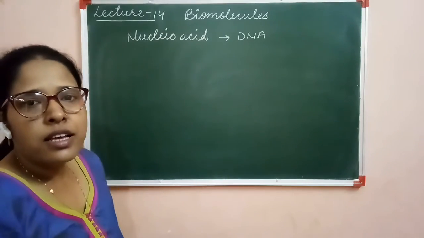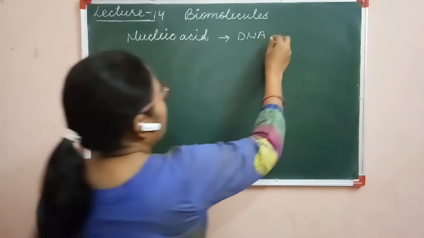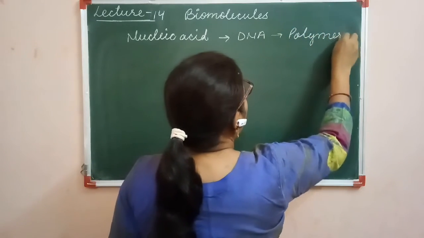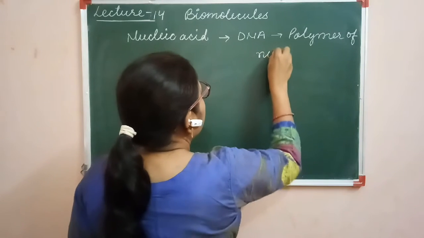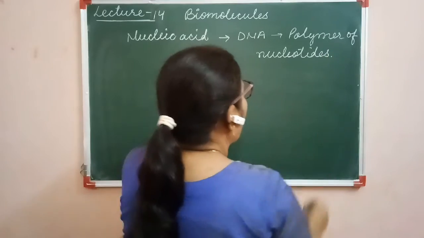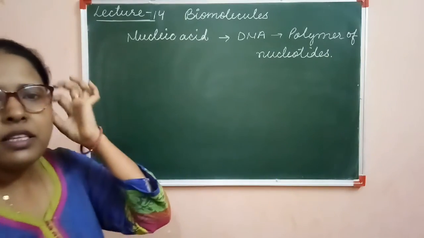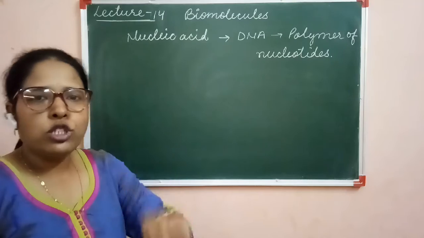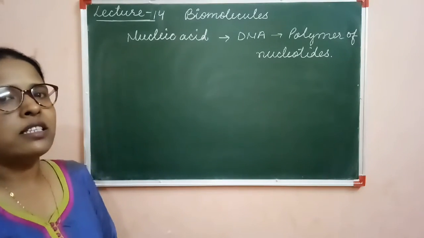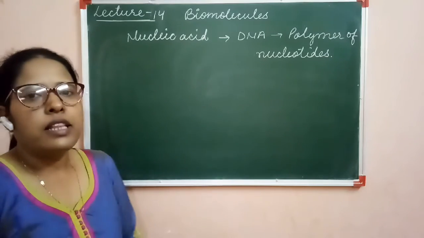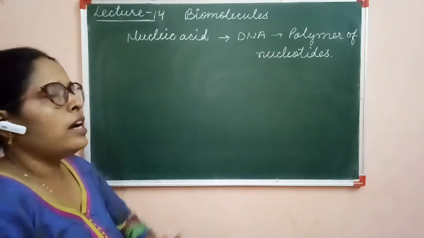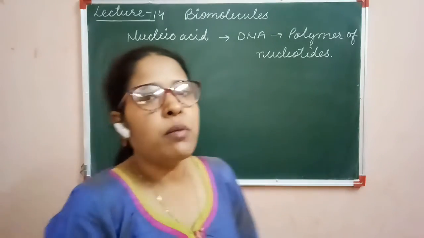Clear? DNA is the polymer of nucleotides. It means it has a pentose sugar, one nitrogenous base, and phosphoric acid attached to them. That is the nucleotide, and many nucleotides join to form DNA. Now DNA is the genetic material.